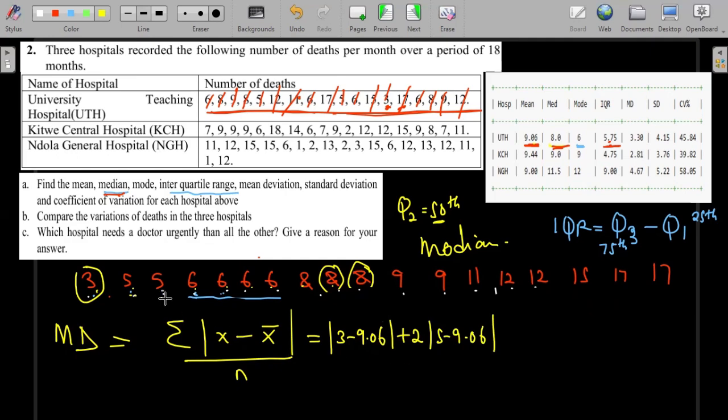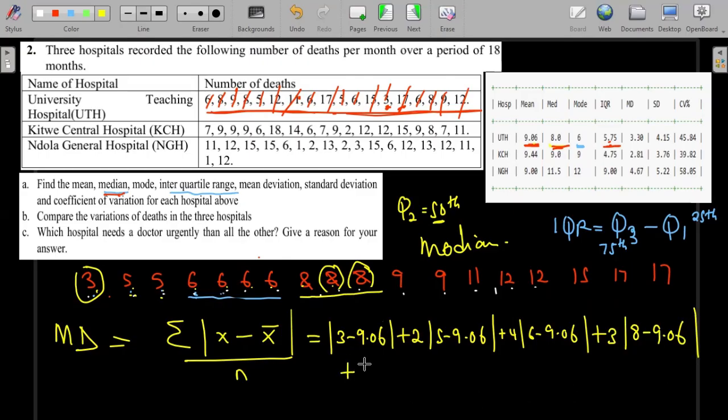So I've cut out for this and this. For the 6, there are 4. So I'm going to write plus 4, the mean deviation, 6 minus 9.06. Okay, then plus, from the 6 we go to the 8. So the 8s are 3. So I write 3, then 8 minus 9.06 modulus.